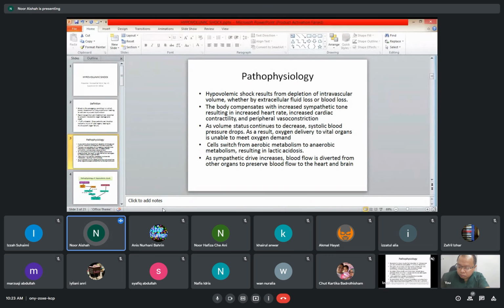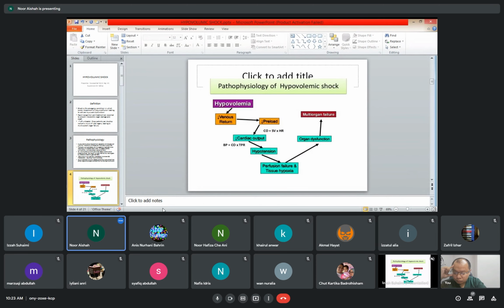Normally our body produces ATP by aerobic metabolism. Because of this, it will switch to anaerobic metabolism, which results in lactic acidosis. As you can see, shock patients will have high lactate. And then there will be a sympathetic drive increase. The blood flow is diverted from the other organs to preserve the blood flow to the heart and the brain. This is the pathophysiology of hypovolemic shock.